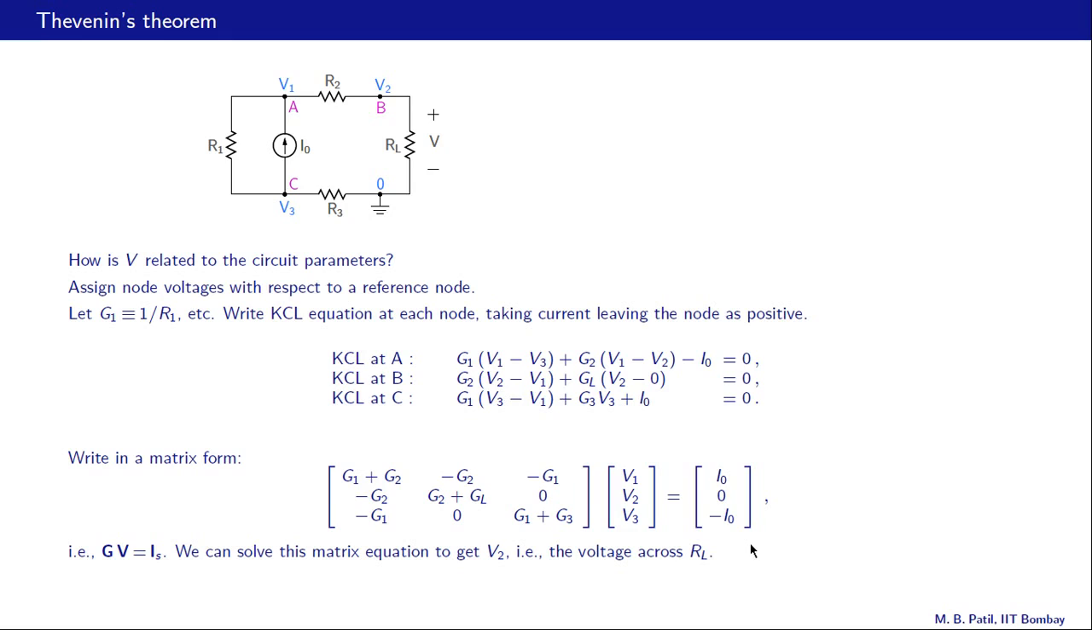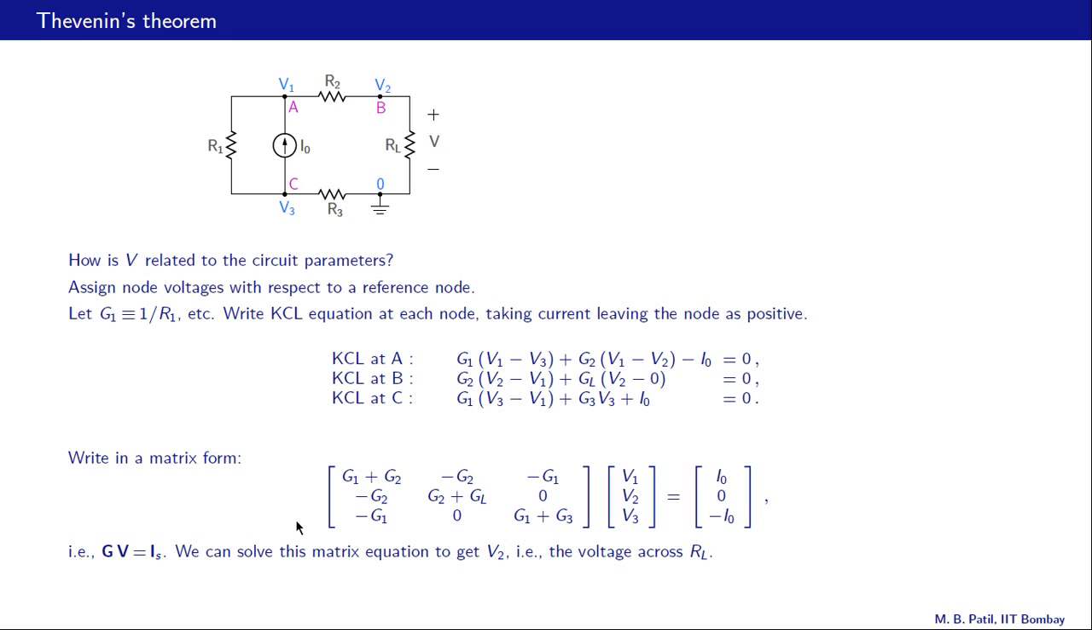Alright, now if you recall, our objective is to find a relationship between V and the rest of the circuit, and in order to do that, we want to solve this matrix equation and obtain V2, since V2 is the same as V here, because this node voltage is 0.